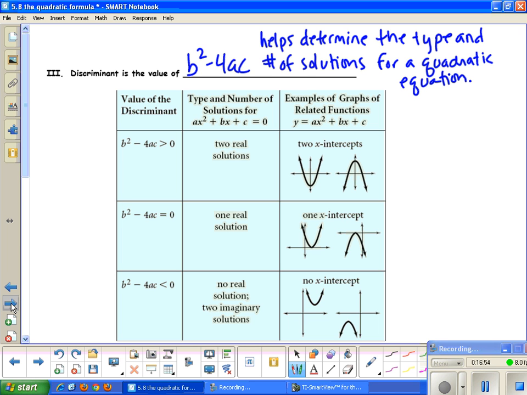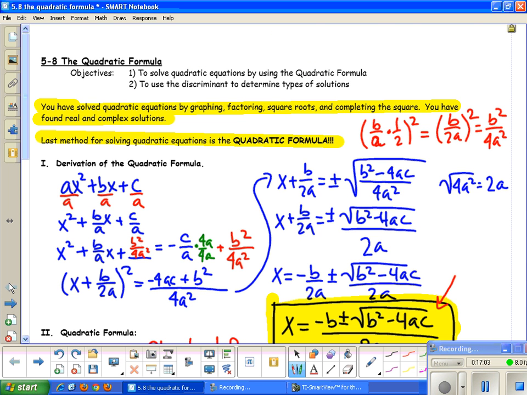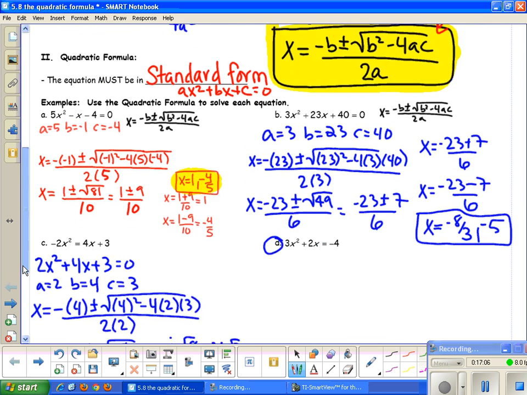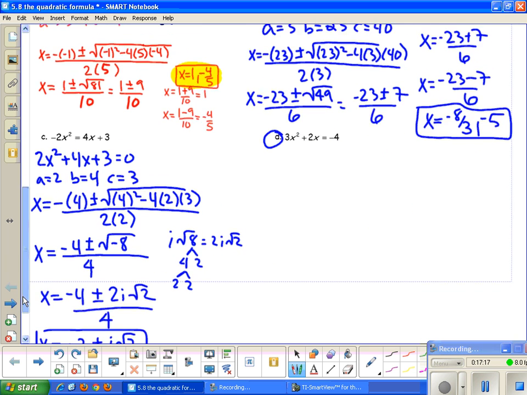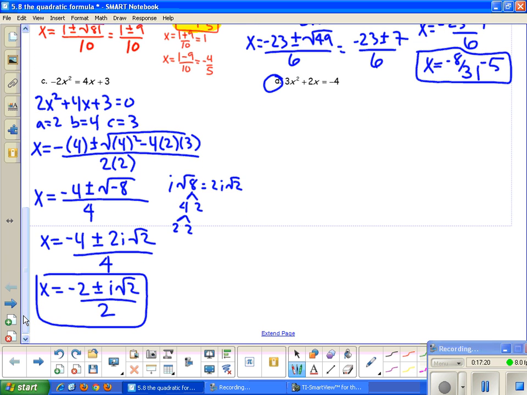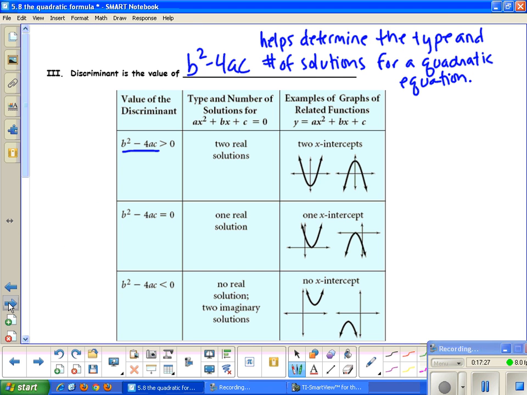So the type of solutions is either a real solution or an imaginary solution. When our discriminant is greater than 0, if we go back to those other problems, the discriminant for A that we did here was root 81, so 81 was the discriminant. It was positive, and notice that my solutions were real. And if we go to this last problem C that we just did, the discriminant here was negative 8. Because it's negative, notice I got two imaginary solutions. So that's what I'm talking about when I'm talking about the discriminant.